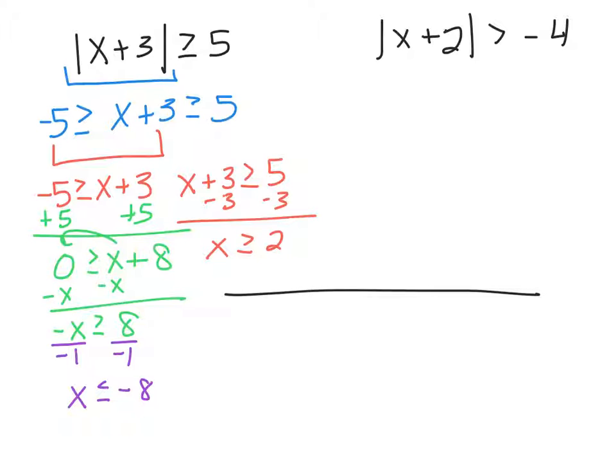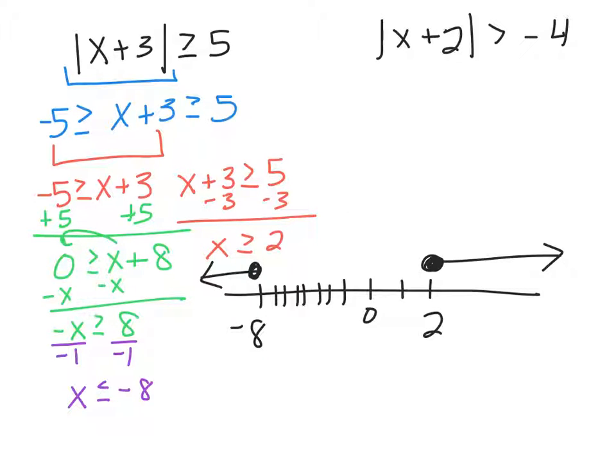So now to get my final answer, I'm going to graph it. 2, closed circle, x is greater than 2. -8, closed circle, x is less than -8.